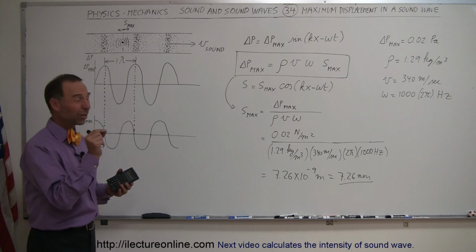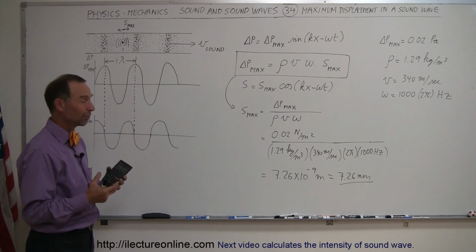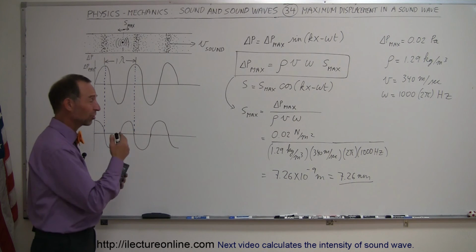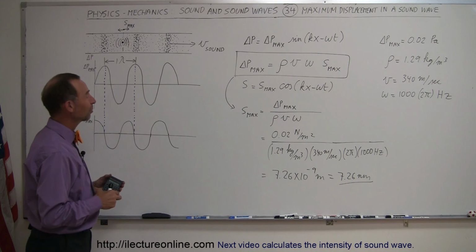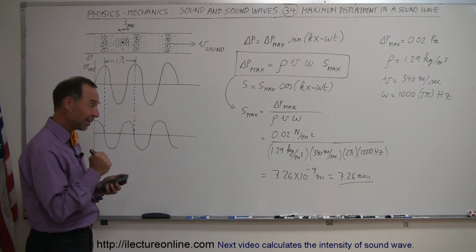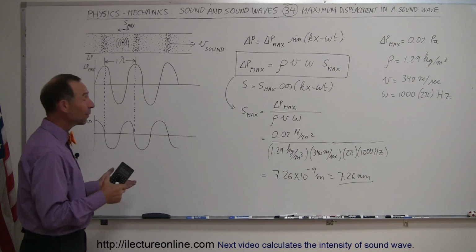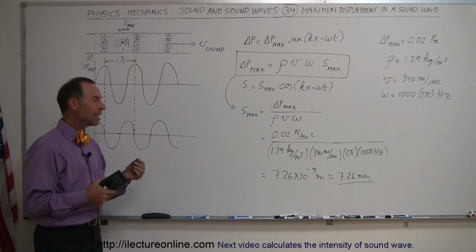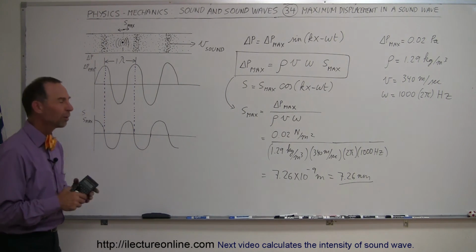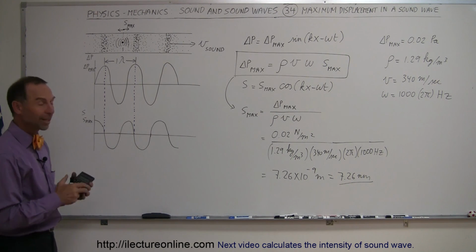That's much, much smaller than the wavelength of light, much, much smaller than any object that we're familiar with, like the human hair, which is much thicker than that. Wow, that's pretty small. Just to make sure, I'm going to calculate that again. Got the same number. Probably did not make a mistake then. But anyway, that's how we calculate the maximum displacement of the air molecules as they're vibrating back and forth as sound travels through the air. And that's how you do that.